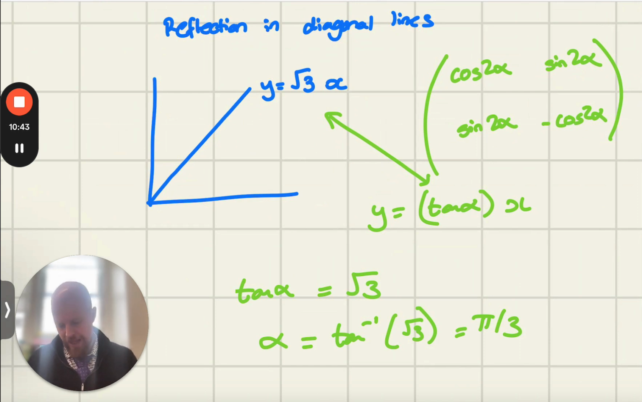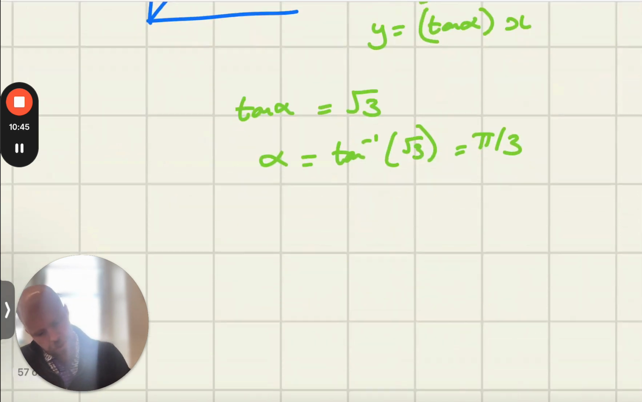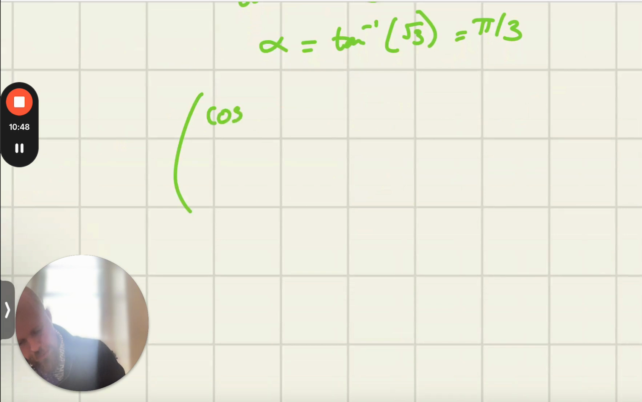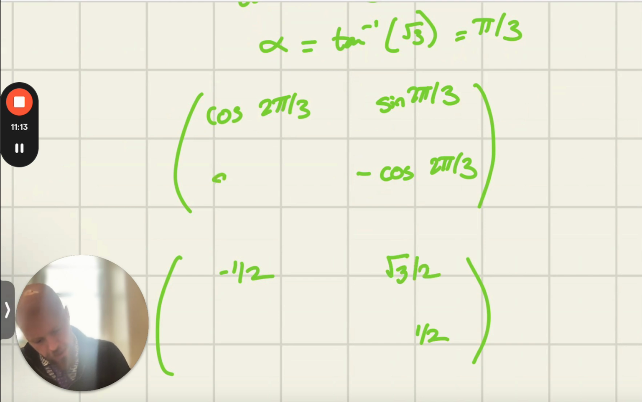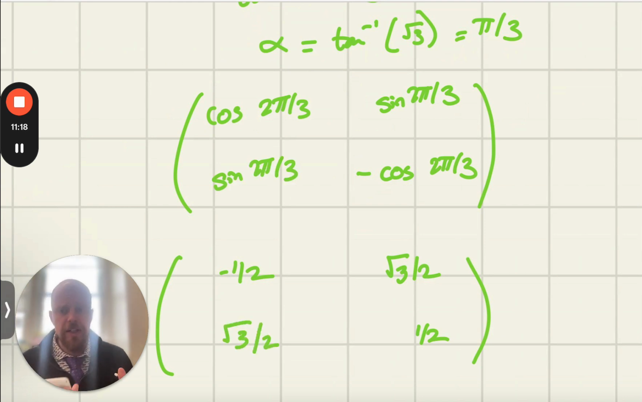So if I put that in, make sure you're putting in cos 2 pi by 3, because we're doing 2 times the answer. If I put that into my calculator, for the first one I get minus 1/2. The next one would be minus cos 2 pi by 3, so that's obviously plus 1/2. If I do sine 2 pi by 3, I get root 3 by 2, and again sine 2 pi by 3 gives root 3 by 2. This is the matrix that therefore represents that transformation.